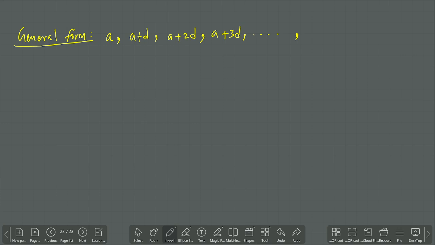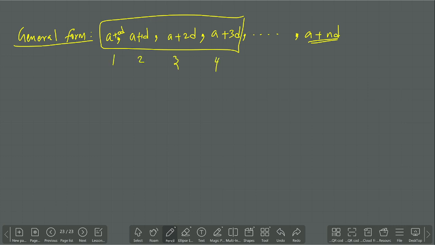The general form is what? A plus, what will come here? ND. Suppose if you are telling ND, what happened? Let's see. Here how many D? 0D. Here how many D? 1D. So if I start to count from here, how many terms do we have? 4 terms. 1, 2, 3, 4. But what do I have here?